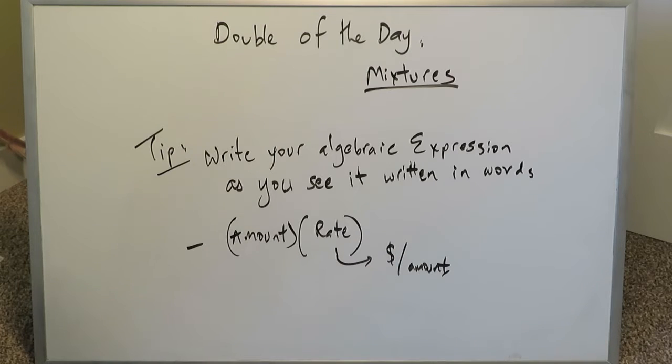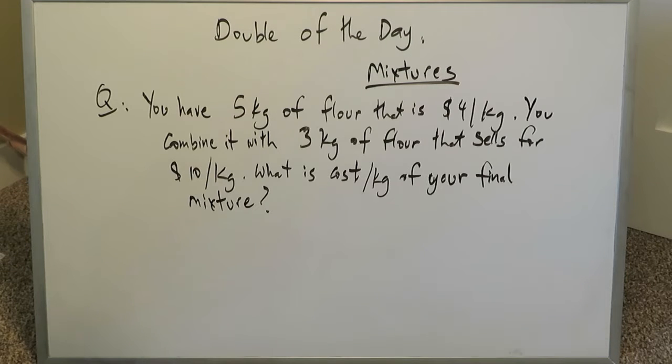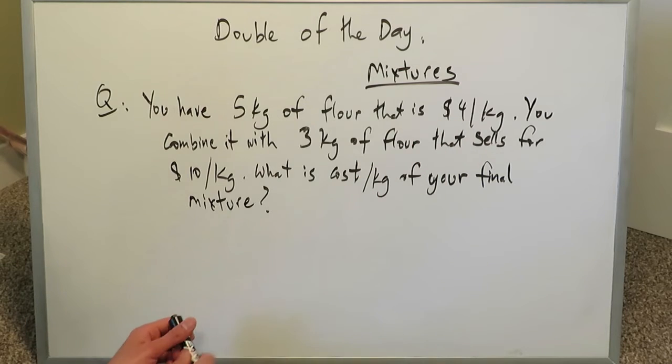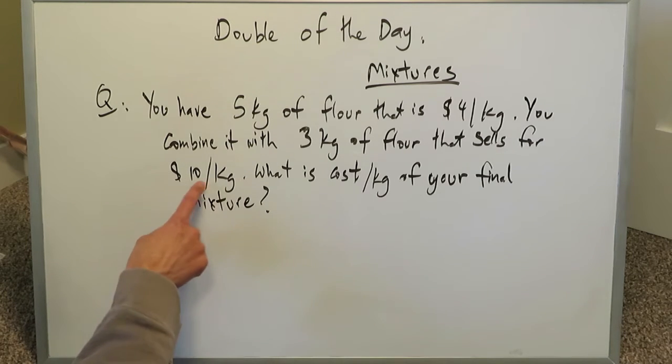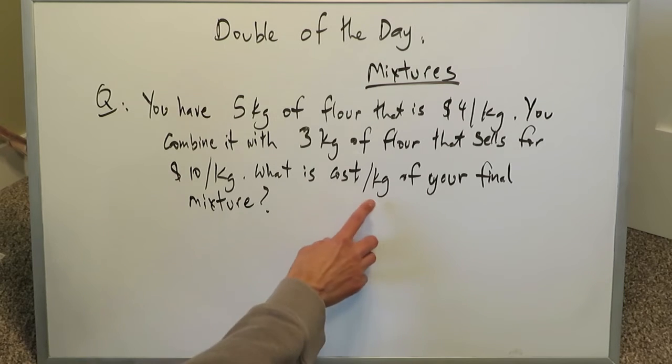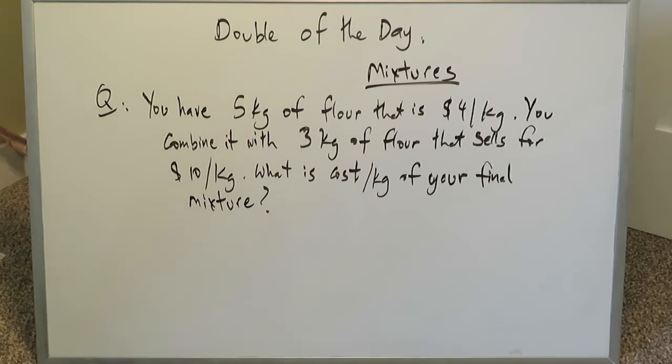When we see the two examples in this video, you'll see how this will play out. And here's the first mixture word problem. Let's read it out. You have 5 kilograms of flour that is $4 per kilogram. You're seeing an amount here and a rate over here. Think of rate like a slope factor. You combine it with 3 kilograms of flour that sells for $10 per kilogram. So you're combining it with some sort of expensive flour. What is the cost per kilogram of your final mixture?